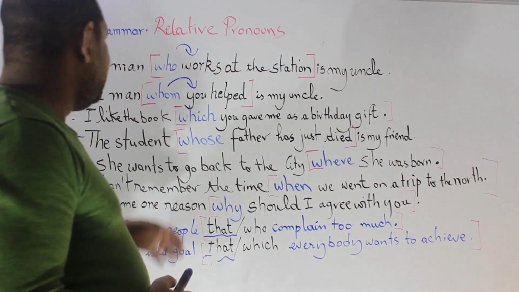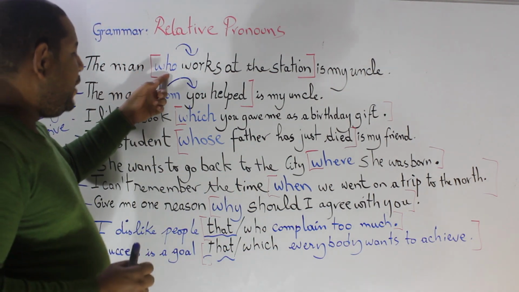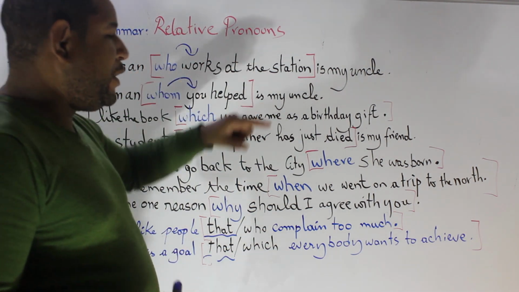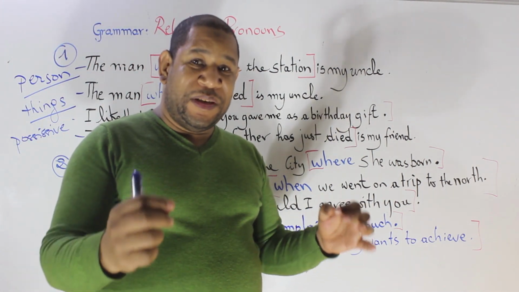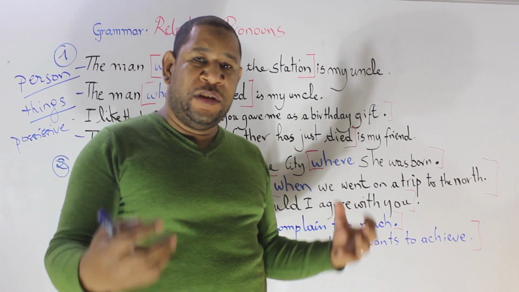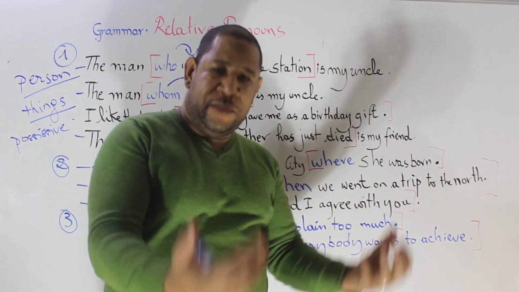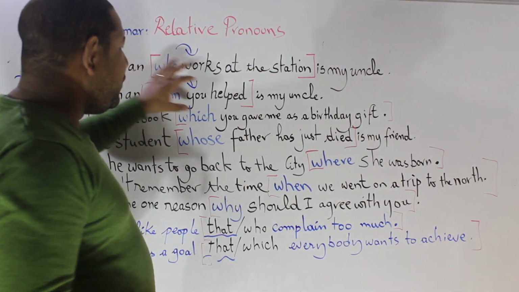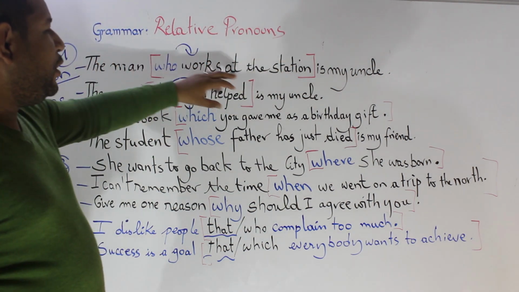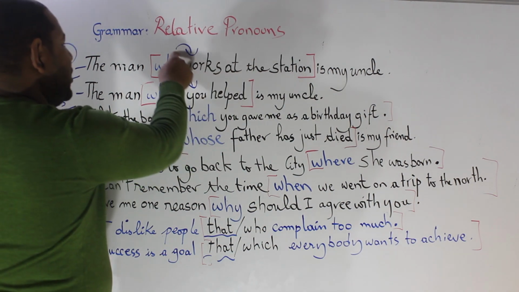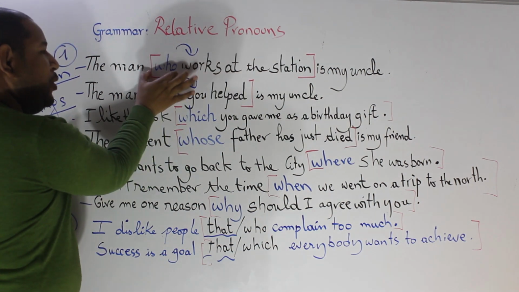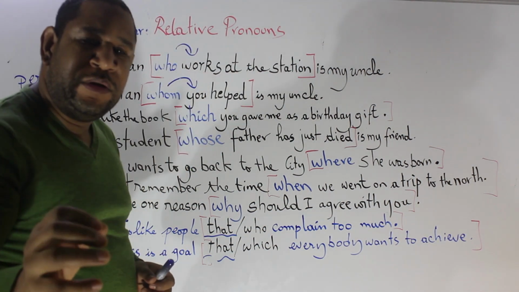Okay? So, I say the man who works at the station is my uncle. Now I am specifying, I am trying to define the man. I am adding information. This information that I add here, we call it a relative clause. Why a relative clause? Because it starts with who. And who here is a relative pronoun.